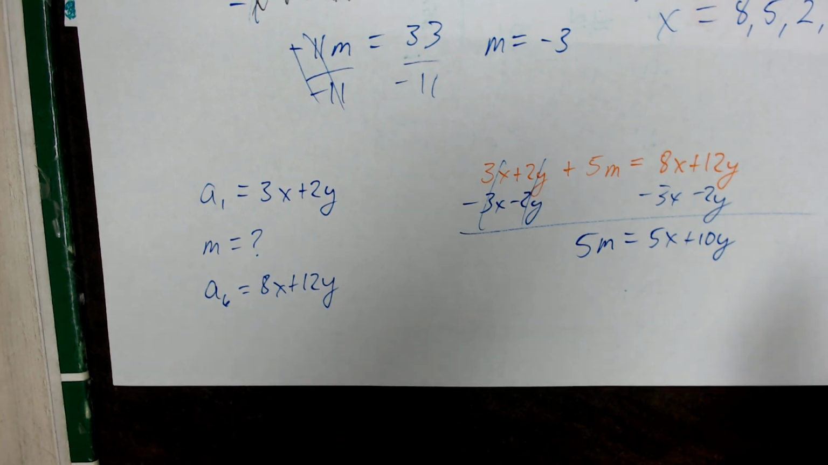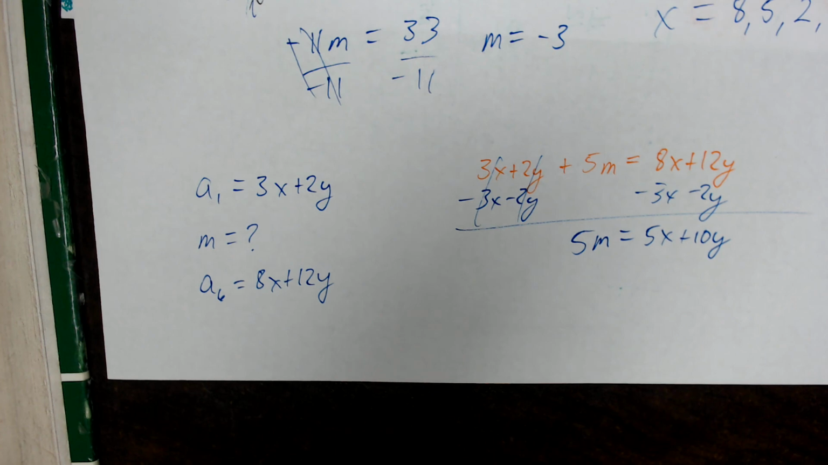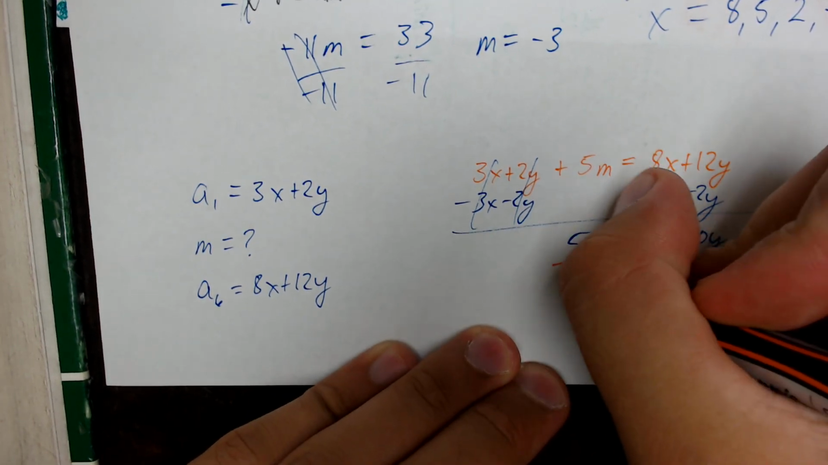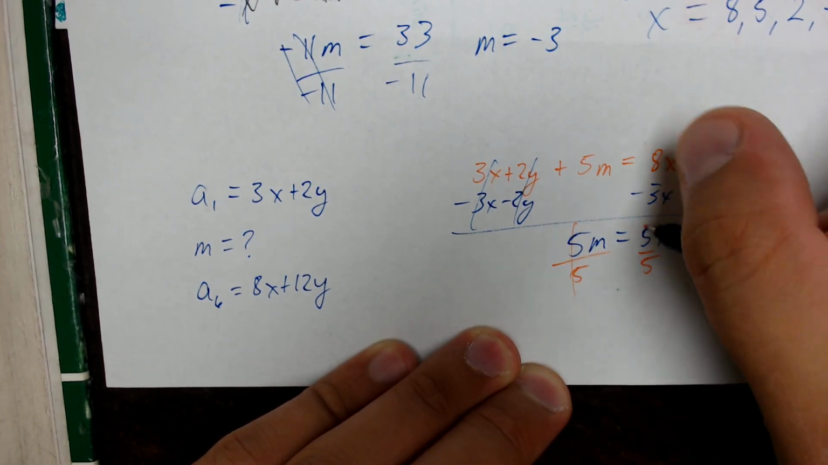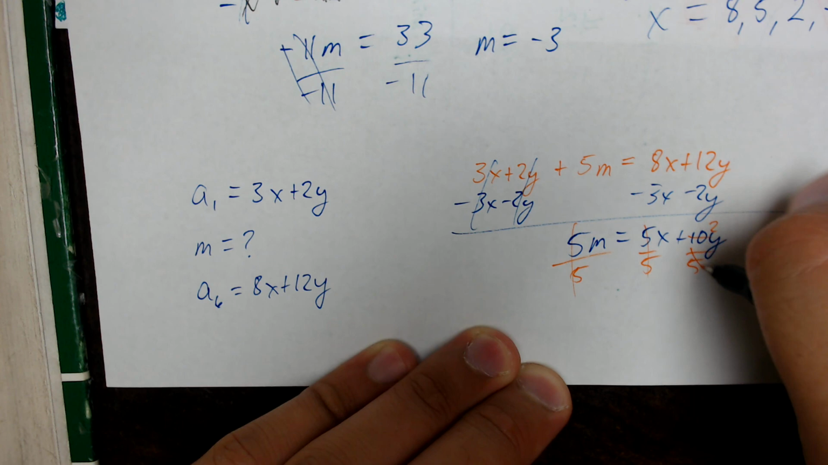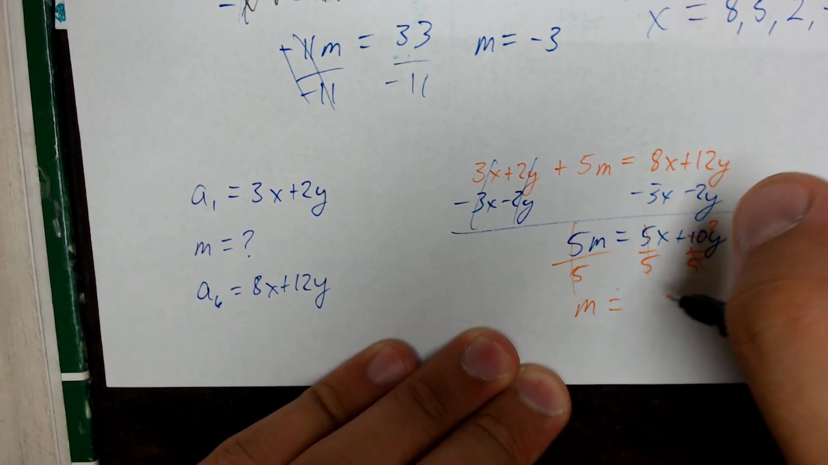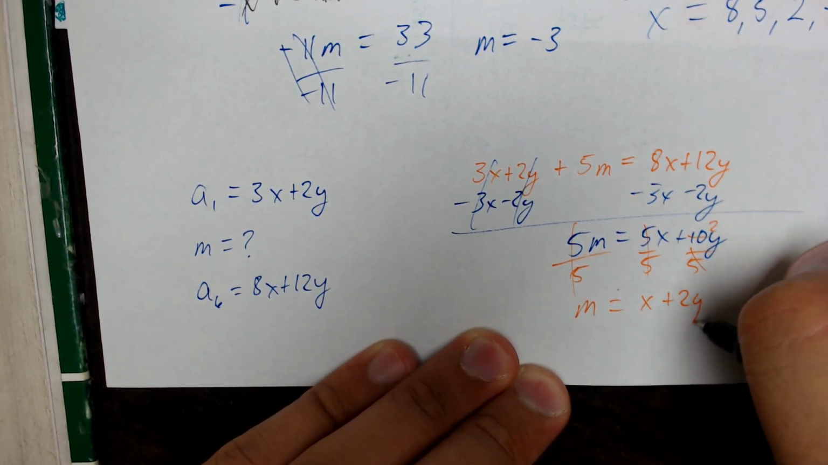From here, all I'm going to do is simplify m. So I'll divide everything by 5. Which is actually going to work out really nicely in this problem. It's not all the time that you get whole numbers when you have to divide polynomials like this. So once I do that, m is going to equal x plus 2y.